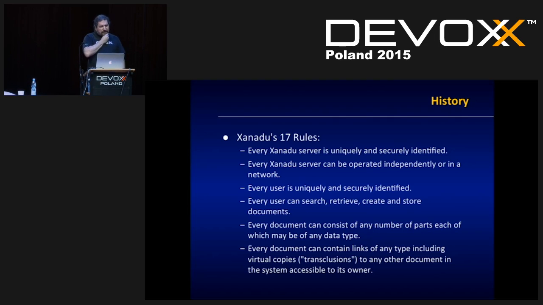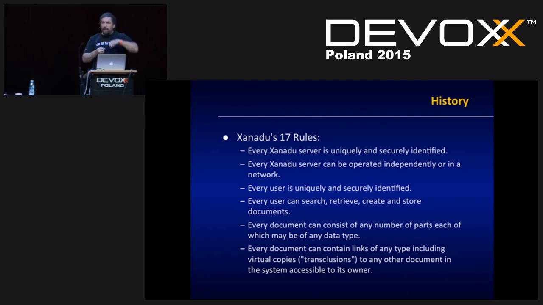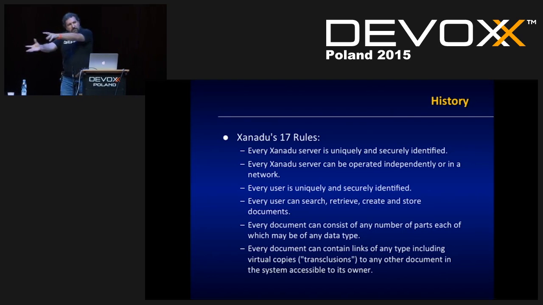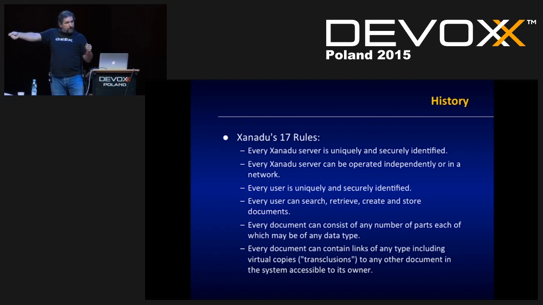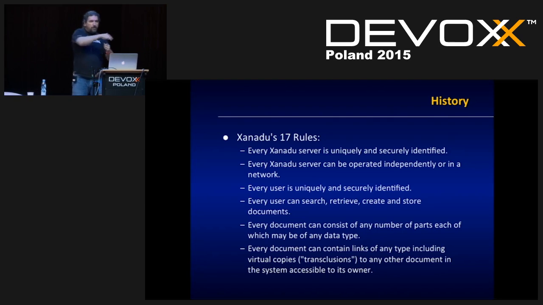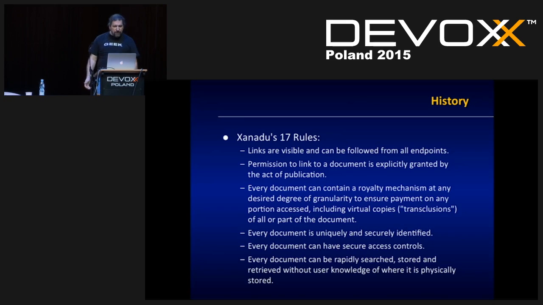Each document can contain links of any type, including virtual copies to any other document in the system accessible to its owner. This is a part where the web kind of doesn't meet up with what Xanadu's original intent was. Nelson had this vision that you could include, like slurp, what he called transclusions. You could slurp parts of that document in to be part of your own while retaining the original notion that it's coming from over there, even though you're reading it over here. Links are visible. Permission to a link is explicitly granted by the act of publication.